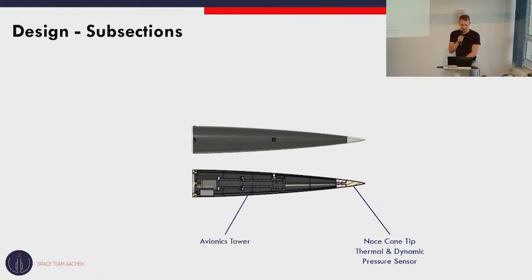And we have the avionics tower, so that's where the avionics is located, inside the nose cone. We also have 3 cameras that provide 360-degree recordings of the flight. And also, of course, we have camera hatches, so the cameras can record properly.